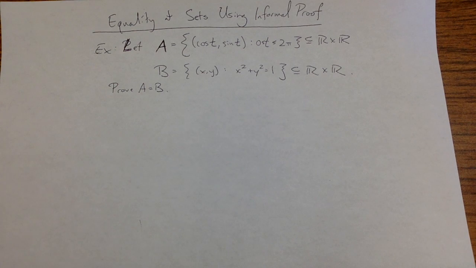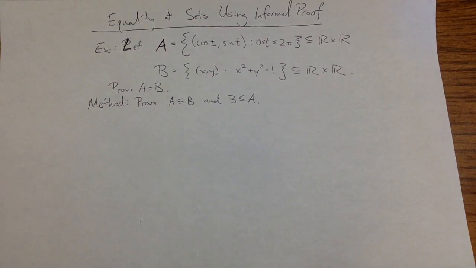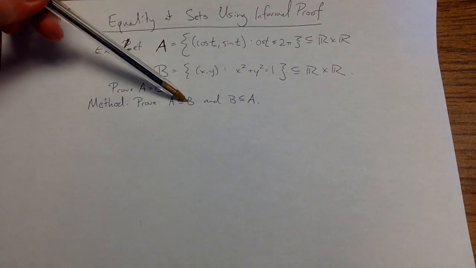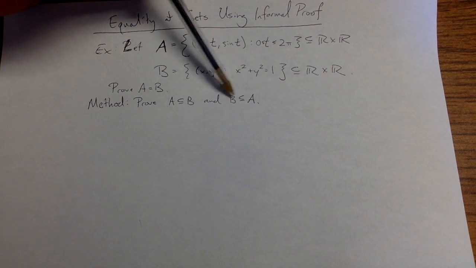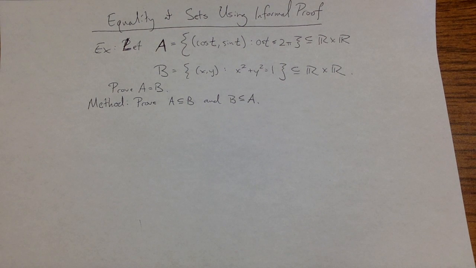In order to show that they're equal, I need to show that one set is contained in the other and vice versa. So in order to show equality, the easiest thing is to show that A is a subset of B and B is a subset of A. Which means if I take any element in A, it should also be an element of B. And if I take any element of B, it should also be an element of A. And as you should be predicting, these are just two different representations of the unit circle, which means you're going to need to know a little bit of basic trigonometry, which you should know, shouldn't you?